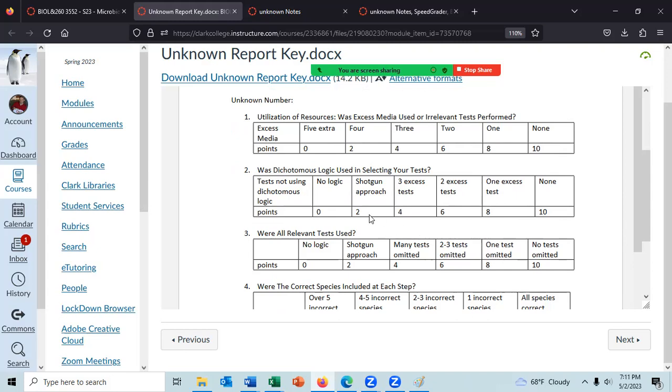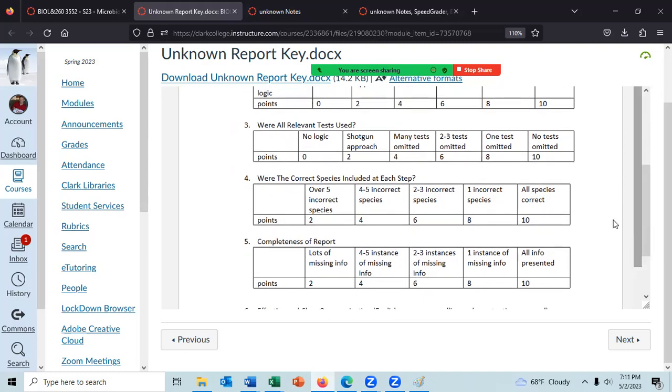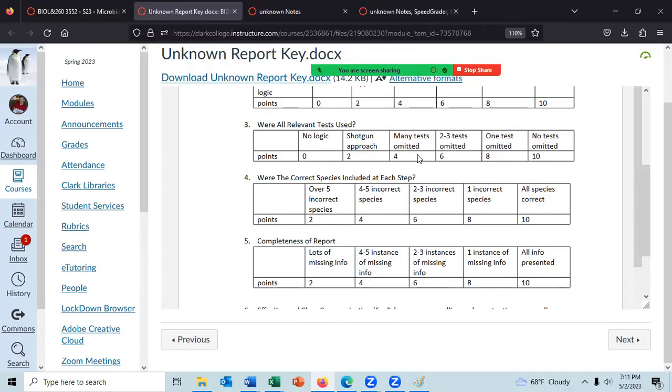If you use shotgun logic, you'll get 8 points. And if you have no logic used at all, you'll get 0 points. Were all relevant tests used? If all relevant tests were used, you'll get 10 points. If you ran your test and you omitted one test that I think you should have run, you'll be down 2 points. 2 or 3 tests omitted, you'll be down 4 points, etc.